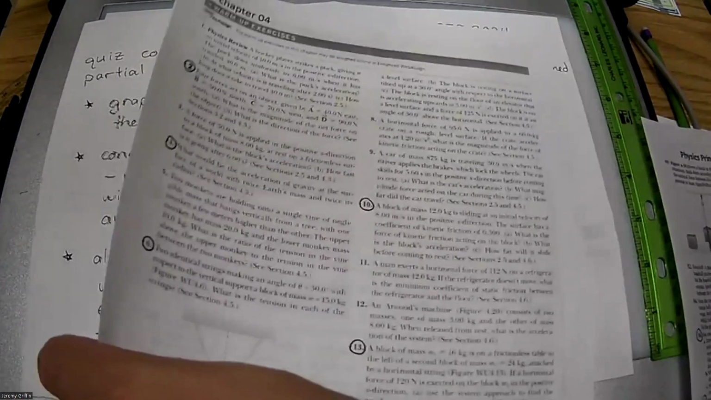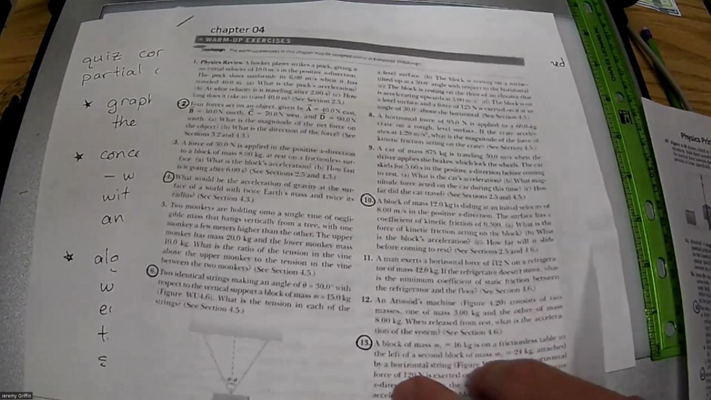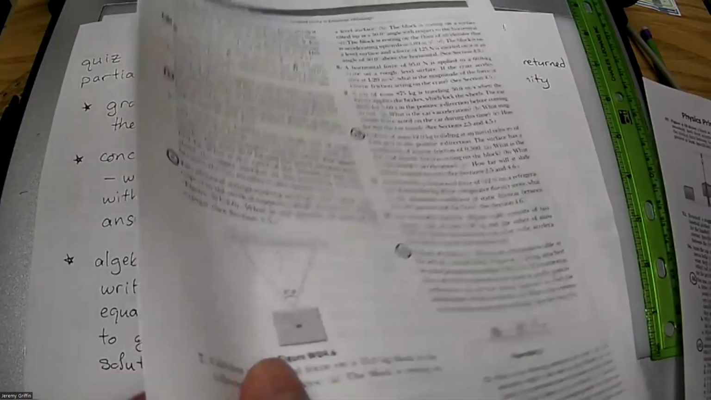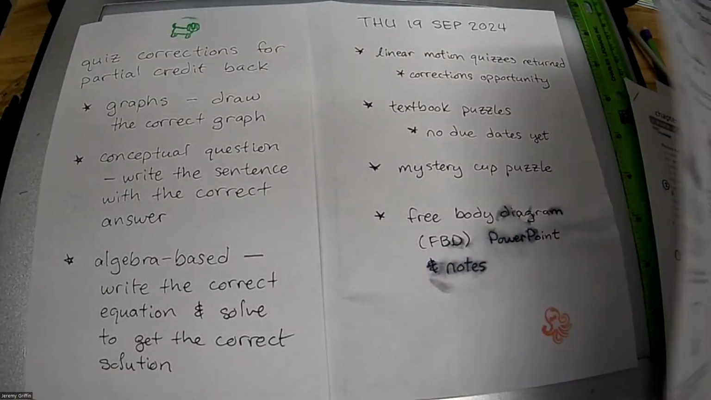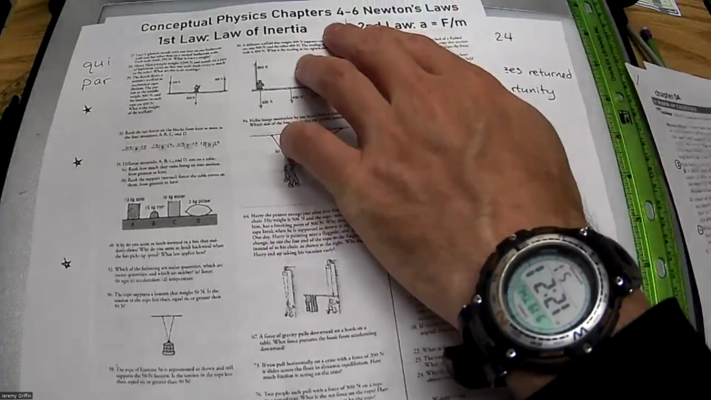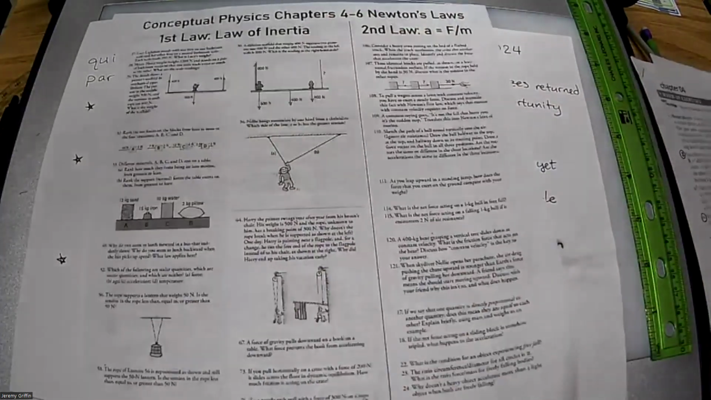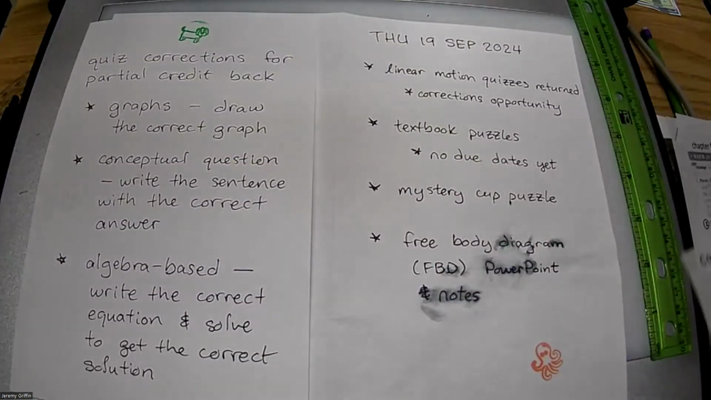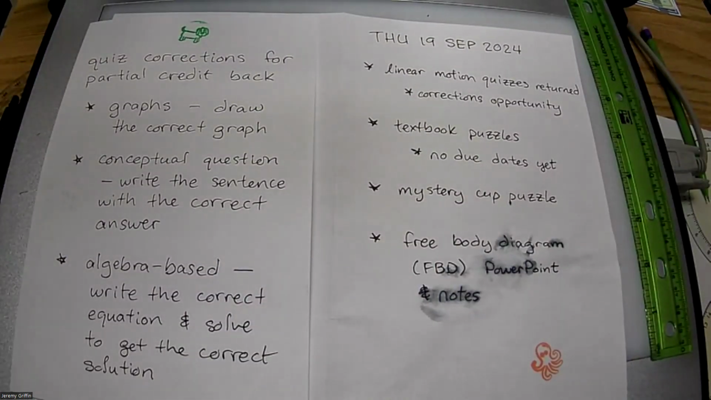For my AP students, I have chapter 4, and so these are forces, dynamics questions. Again, I've circled a few I want to focus on more. For my conceptual students, chapters 4 through 6, there's one chapter for each law of motion. I have a bunch of conceptual type questions. Depending on what class you're in, you got one of those papers.